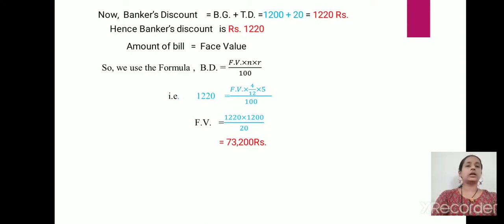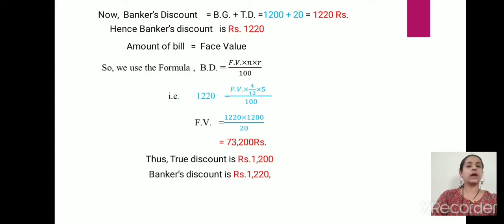73,200. So that is nothing but the amount of bill, and hence if we do the final answer, you will get true discount 1200, banker's discount 1220, and amount of bill is 73,200. Always do a proper presentation of examples so that you can score good marks. The presentation is also important for the board paper exams.